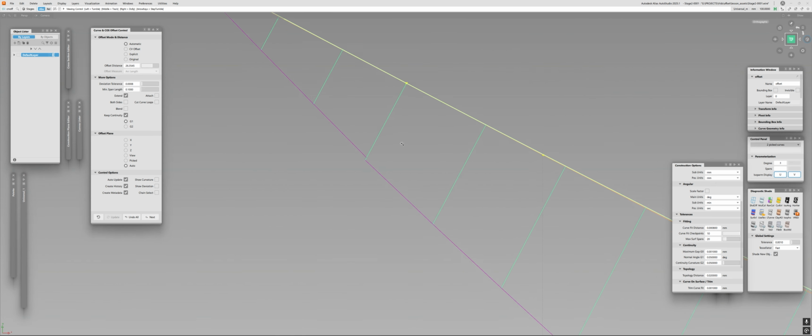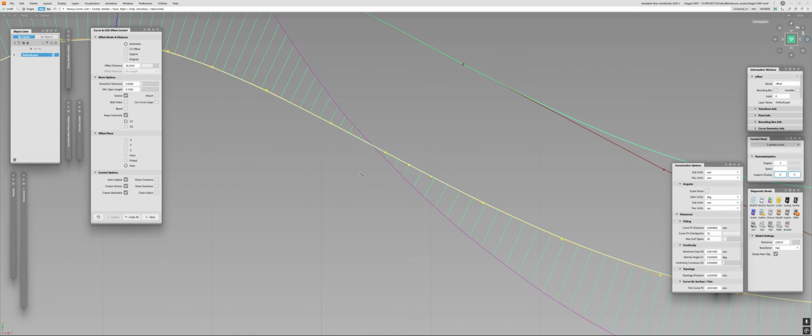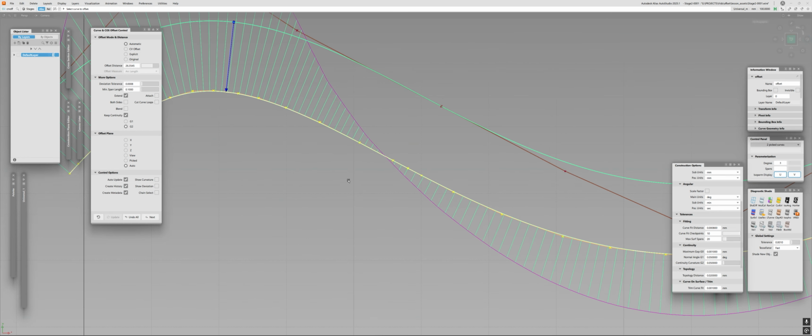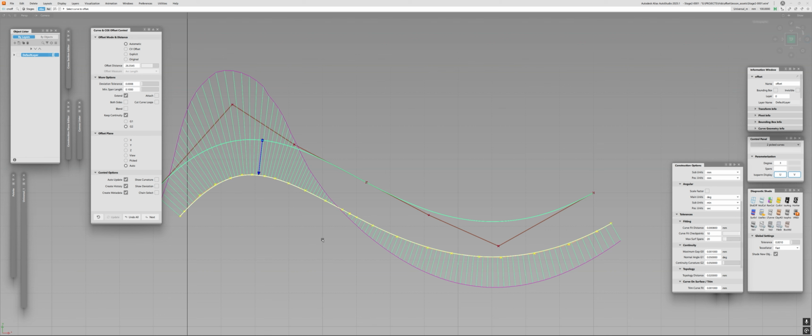So I will zoom in where our break was, and our break was here, right? So it's still here, we didn't change anything. So if I click on keep continuity G2, whoa, look at that. Well, Alias is very smart. Somehow it manages to maintain the curvature.